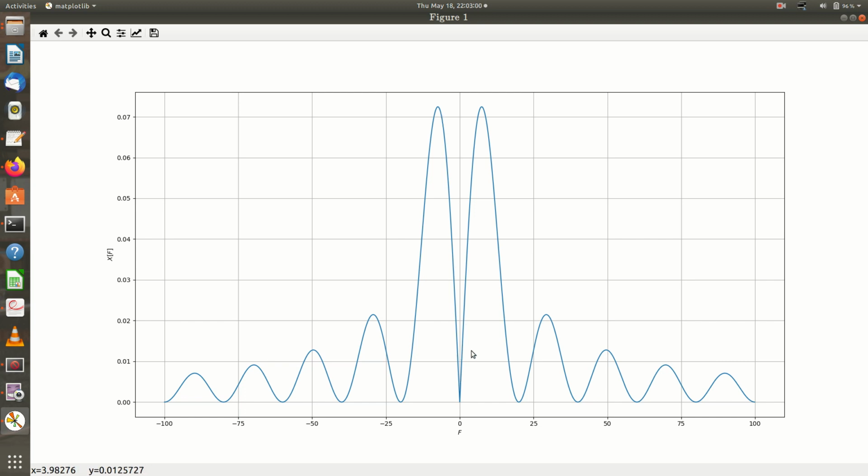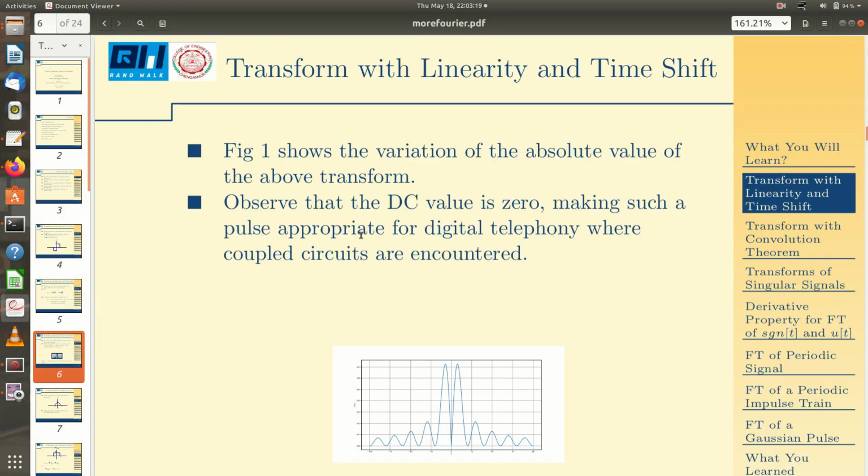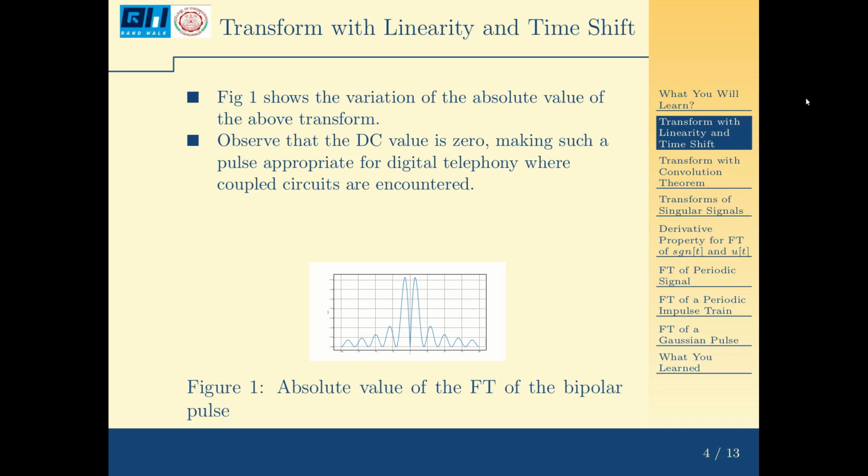So you can see that there is a 0 at f equal to 0, and you can see that my sinc pulse is modulated by the sine function. So this is how the Fourier transform varies. Let us go back to the presentation. So the presence of that sine function, sin(pi fT), inserts a 0 at f equal to 0.